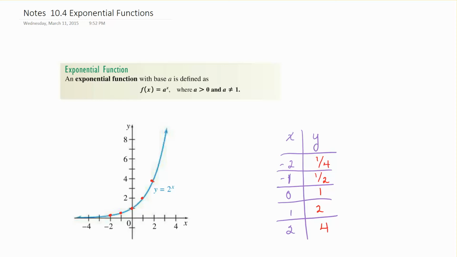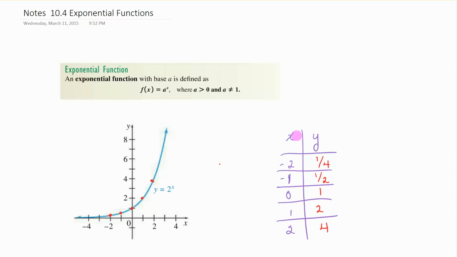This is section 10.4, exponential functions. An exponential function is different than what we've been dealing with because the base is a and our exponent is now our variable x. So we do have to have a base number a that is greater than 0 and not equal to 1.